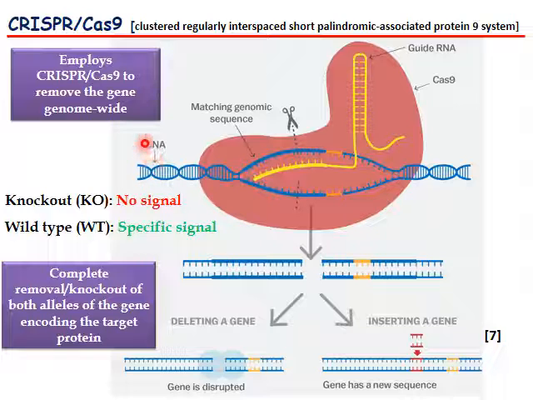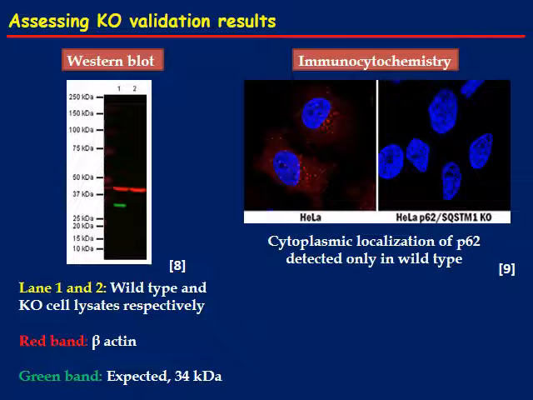These repair mechanisms are error prone, and that will disable the gene. So consequently, there is a removal of the gene genome-wide, and there won't be any expression or accumulation of the target proteins. So when we go for the results, there won't be any signal in the knockout case, whereas there will be specific signal in the case of wild type cell lysates. When we assess the knockout validation results, what we see is complete absence of the signal from the knockout case, whereas there will be the presence of signal in the wild type case.